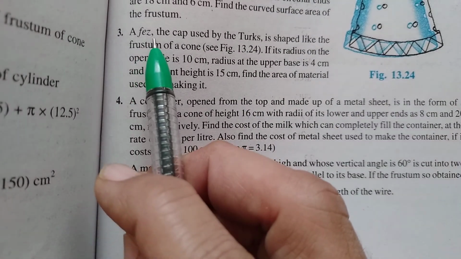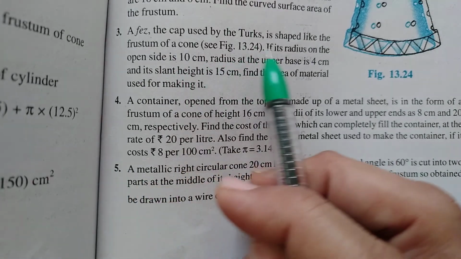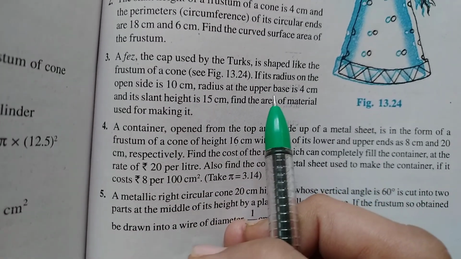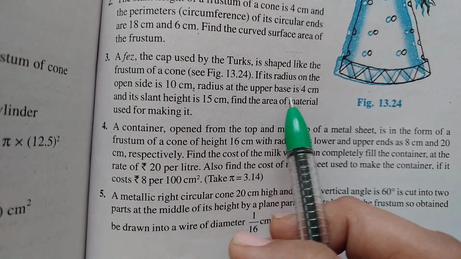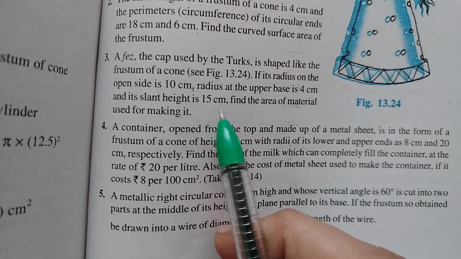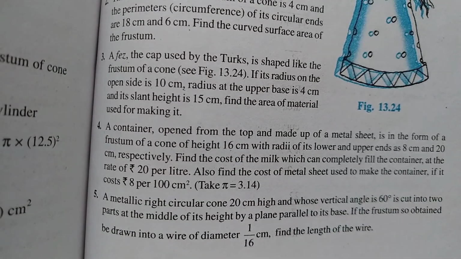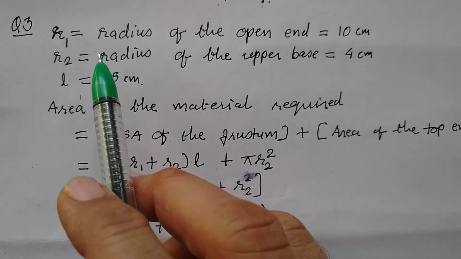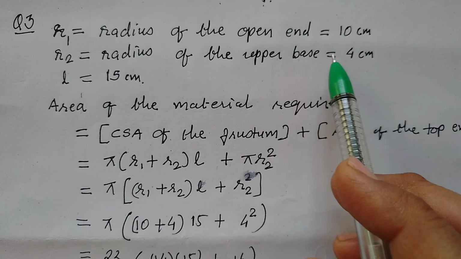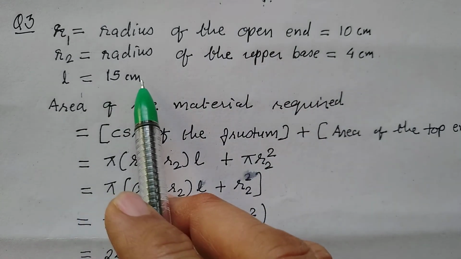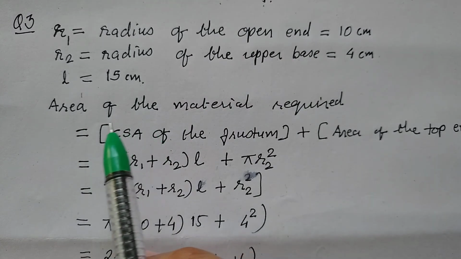The cap used by the trucks is shaped like the frustum of a cone. If its radius on the open side is 10 centimeter, radius at the upper base is 4 centimeter and slant edge is 15 centimeter, find the area of the material used for making it. Radius of the open end is 10 centimeter, radius of the upper base is 4 centimeter, L equal to 15 centimeter. Children, for this see the figure given in the textbook.